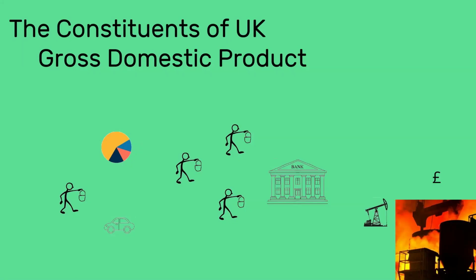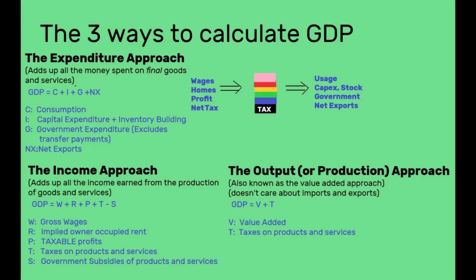Here we examine the relative importance of the activities that make up United Kingdom Gross Domestic Product, GDP. There are three methods of calculating GDP, and they should all produce the same result. The expenditure approach. This adds up all the money spent on final goods and services.